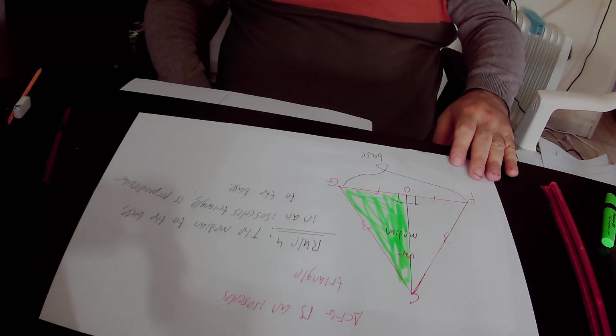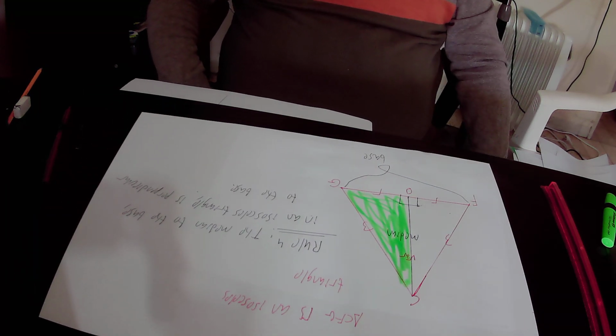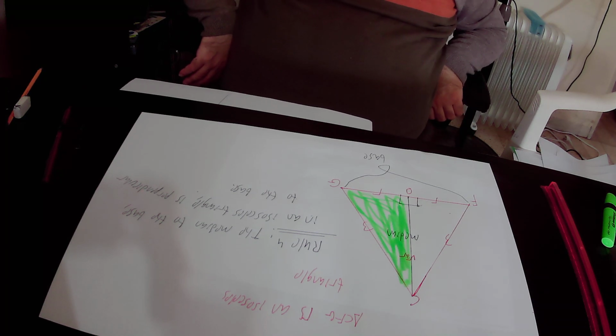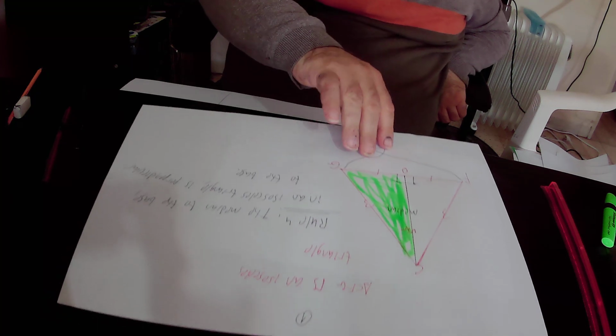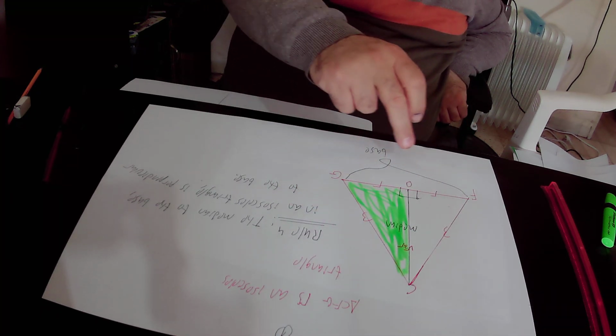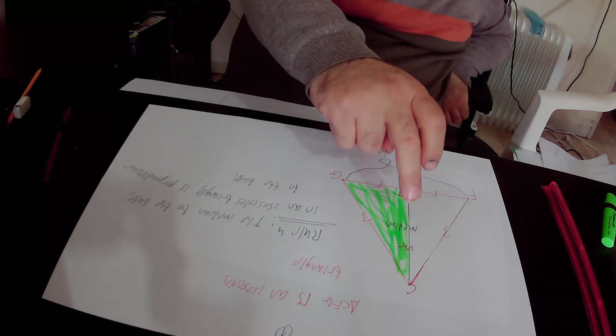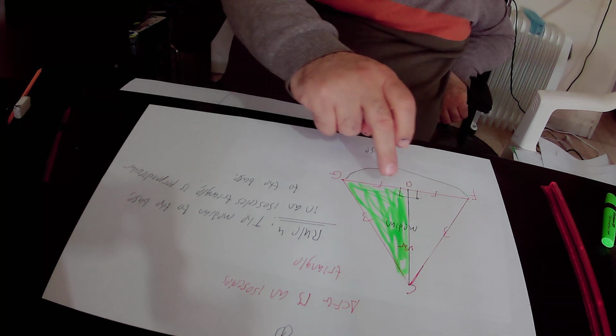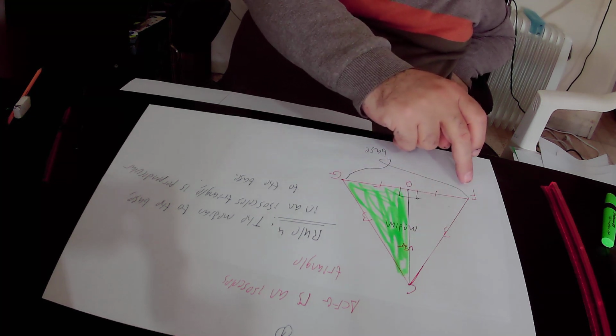And we also have rule number 4 that states that the median to the base in an isosceles triangle is perpendicular to the base. So here we have the median CO. The median CO to the base FG is perpendicular to the base. So according to rule number 4, CO is perpendicular to FG. Again, CO is perpendicular to FG.